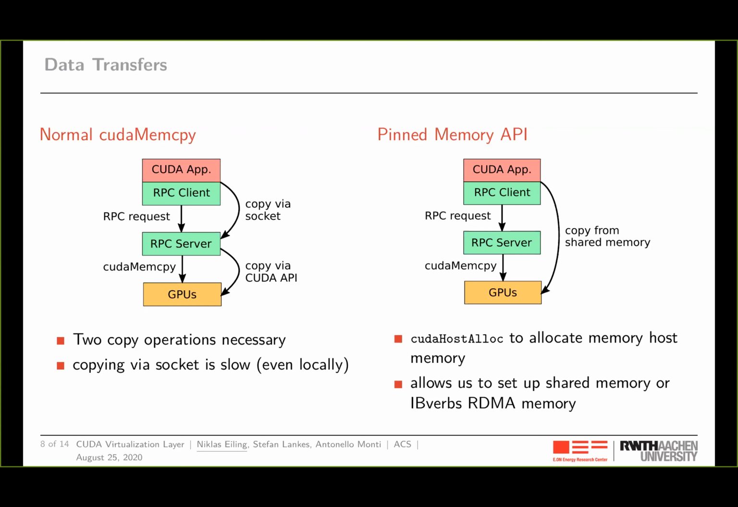Of course, this is only possible for local GPU usage, but even when GPU and CUDA application reside on different nodes in a cluster, we can use InfiniBand's remote direct memory access facilities to increase the performance of these copy operations by setting up an RDMA memory segment during the memory allocation phase, and then when we call CUDA memcopy, directly copy from this remote RDMA memory to the GPU.